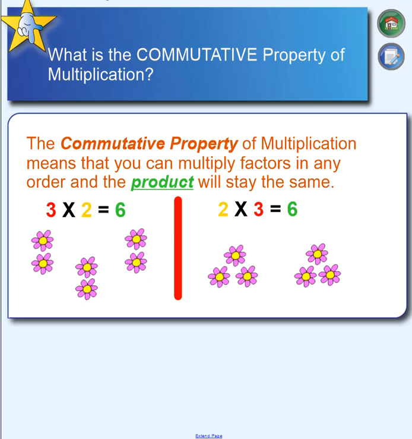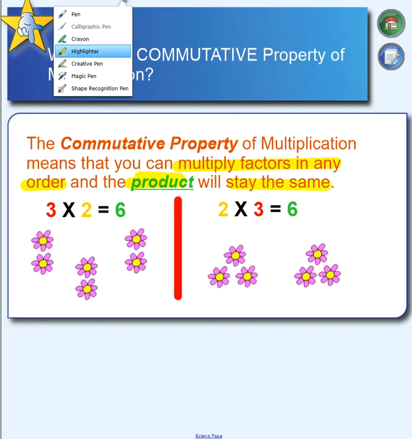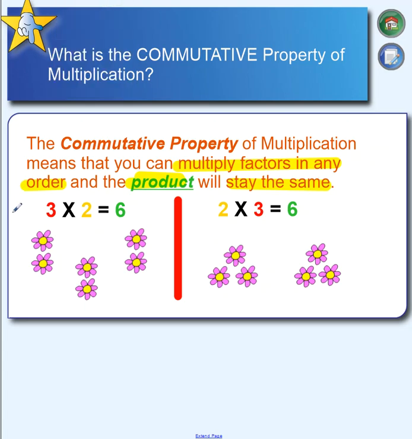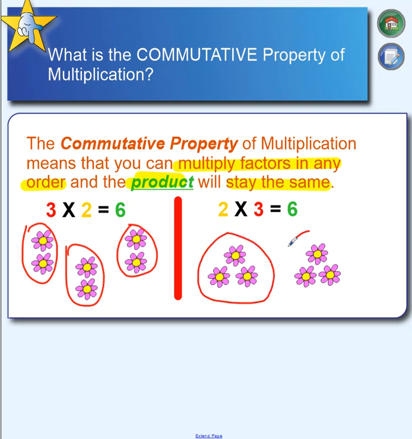Finally, let's just read that one more time. The commutative property of multiplication means that you can multiply factors in any order and the product will stay the same. The factors are the numbers you are multiplying. So look at this example I have. It says 3 times 2, so I have 3 groups, and each group has 2 flowers. It equals 6. But if I flip my numbers, or factors, it says 2 times 3, so this time I have 2 groups, and each group has 3 flowers, and my total is still 6.